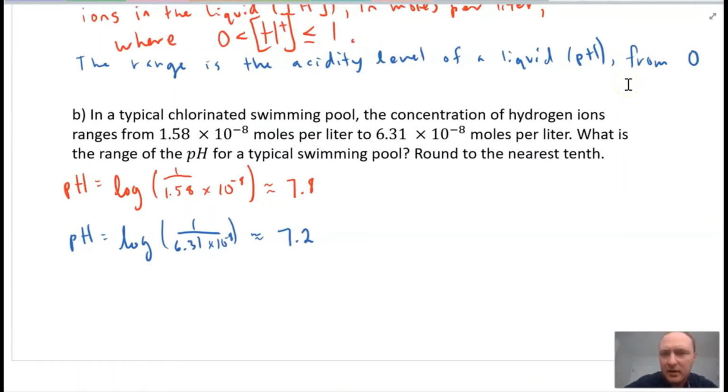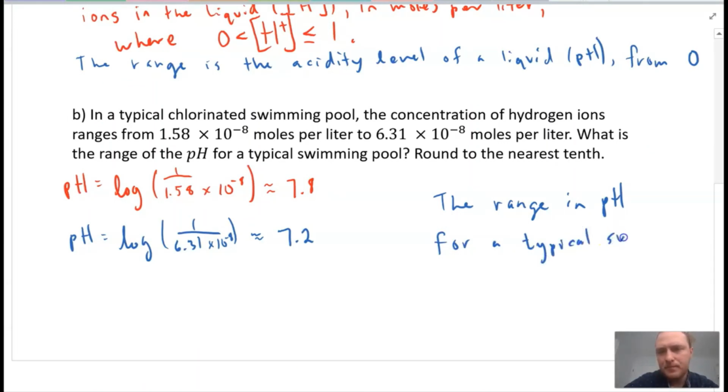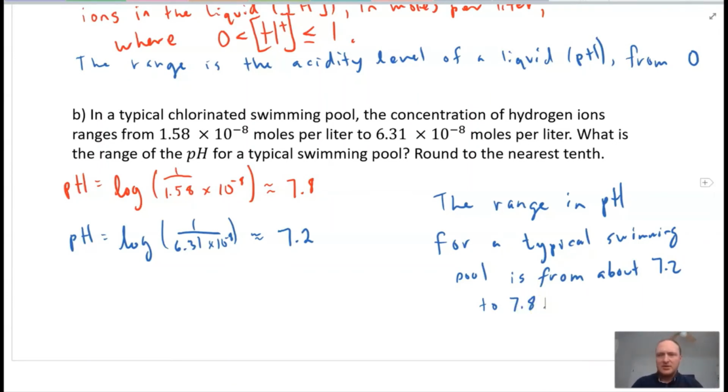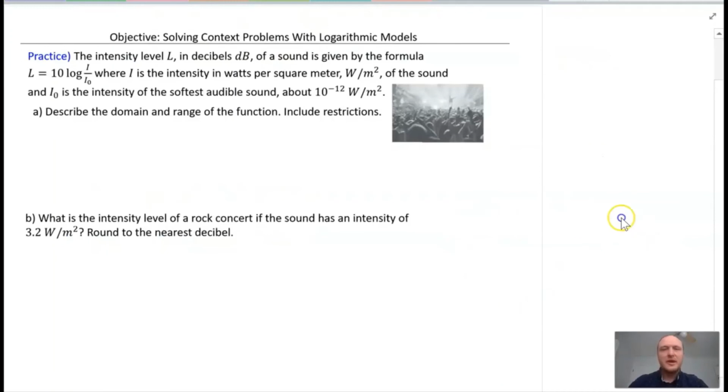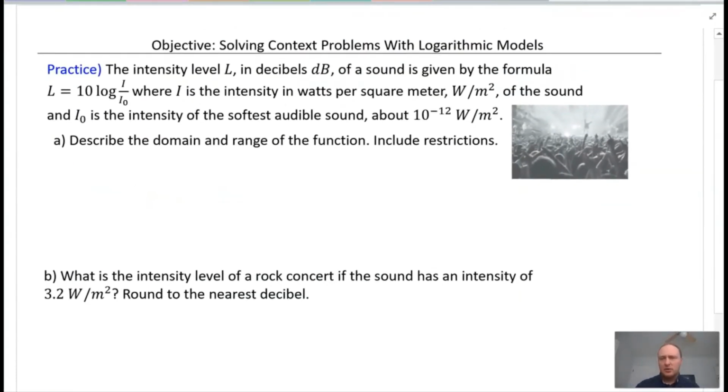Let's go ahead and write our conclusion. The range in pH for a typical swimming pool is from about 7.2 to 7.8. And there you have it. So here is a practice problem. Please go ahead, pause the video. I want you to try this, and then I'll show you the answers.